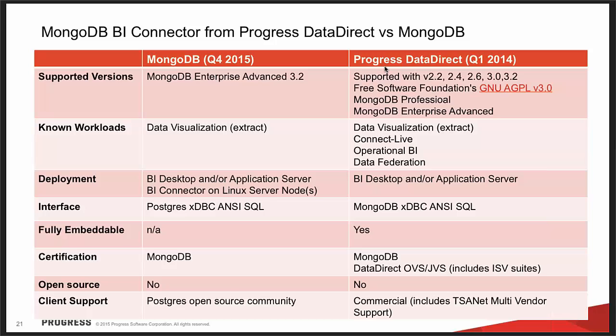And when you look at client support, this is strictly talking about the ODBC or JDBC client. With MongoDB, there's a Postgres client, so you'll get help from the open source community. DataDirect is going to be the single driver, so you'll get the commercial support, and you'll get the TSANet multi-vendor support if you need help with multiple applications. So that's a quick head-to-head rundown to help you figure out the difference.